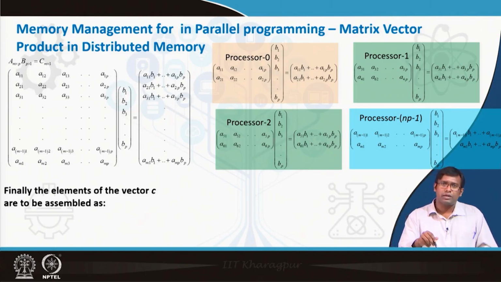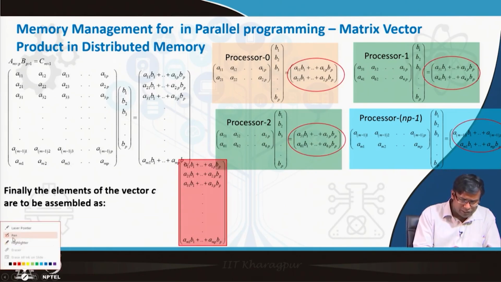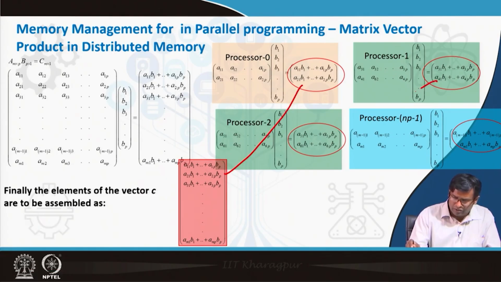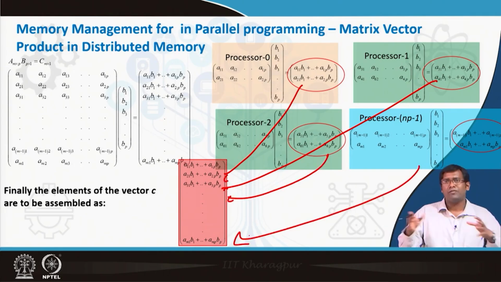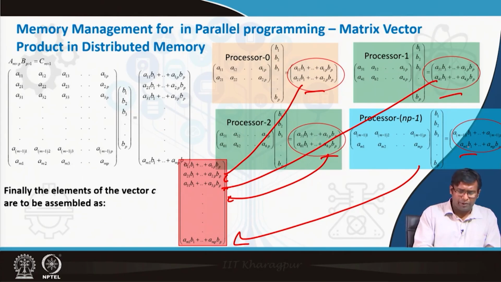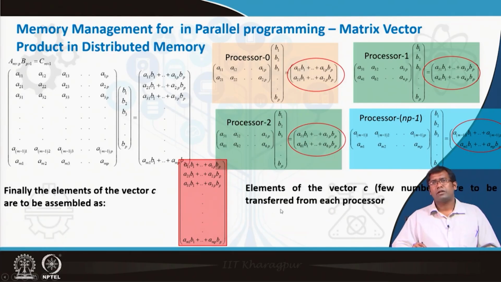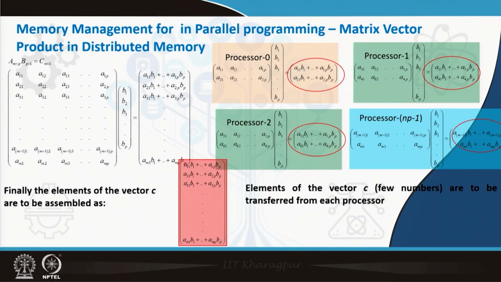Finally, this data has to be communicated to one processor and then assembled, and all of these will come to their respective positions. So, this will come here, this will come here, this will come here. All of them will be assembled together to form the final vector. So, you need communication of these elements, and agglomeration and mapping to the final vector. Elements of vector C, which are a few numbers, are to be transferred from each processor. The final assembly is required.